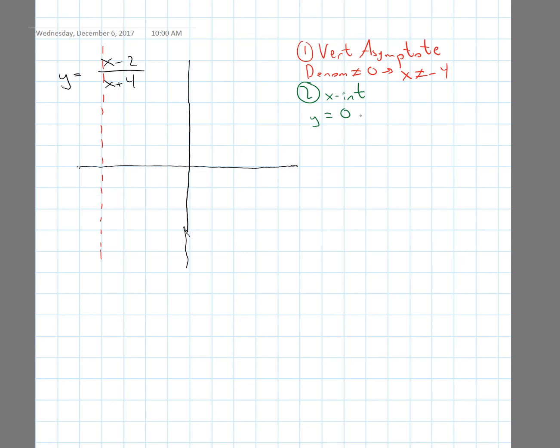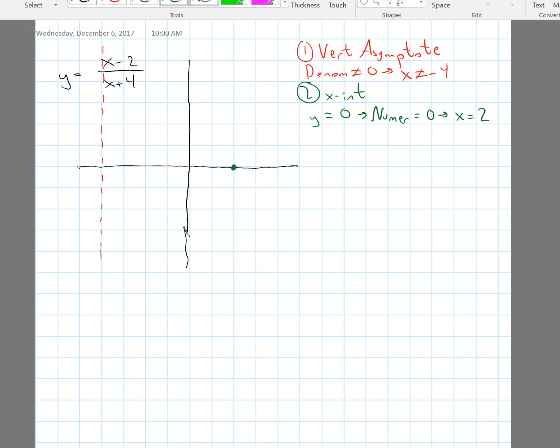Y will equal 0 means the numerator equals 0, right, because the denominator can never be 0. For the whole left side, y, to equal 0, the numerator has to equal 0. So in this case, that's x equals 2. So let's plot our x-intercept there. That was a kind of clunky explanation, but hopefully it makes sense. Shortcut: the x-intercept is when the numerator equals 0. That occurs at x equals 2.